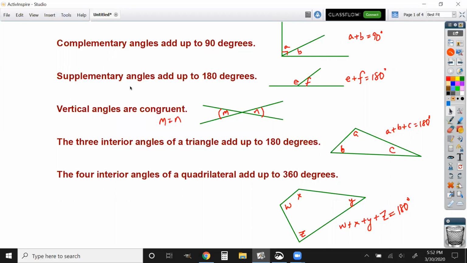Similarly, supplementary angles add up to 180 degrees. So angle E and angle F, which are making a straight line, which we should know is 180 degrees, E plus F will equal 180.